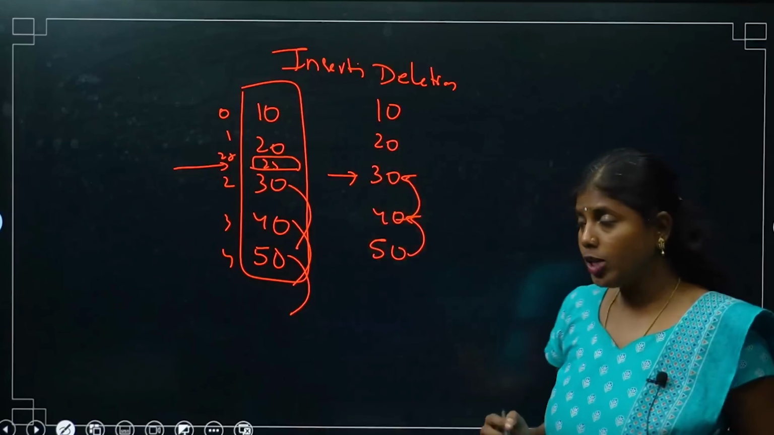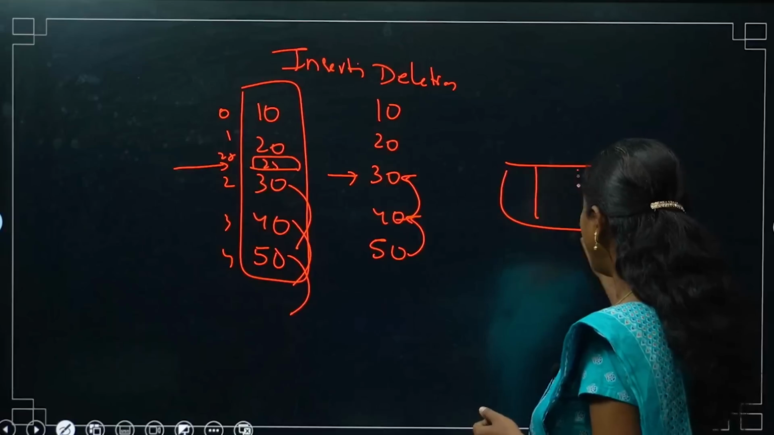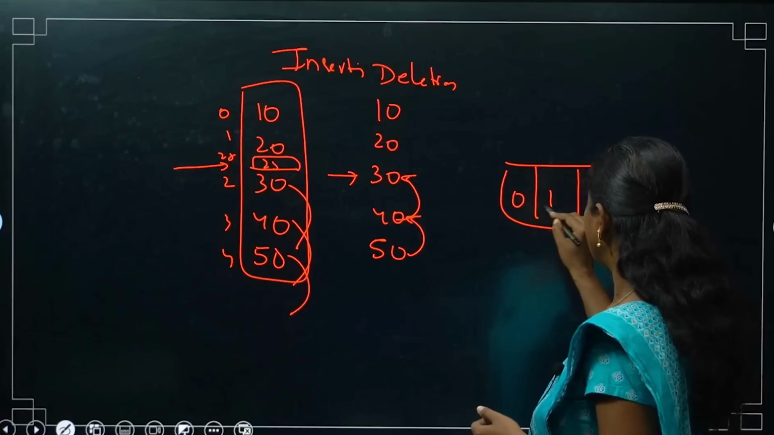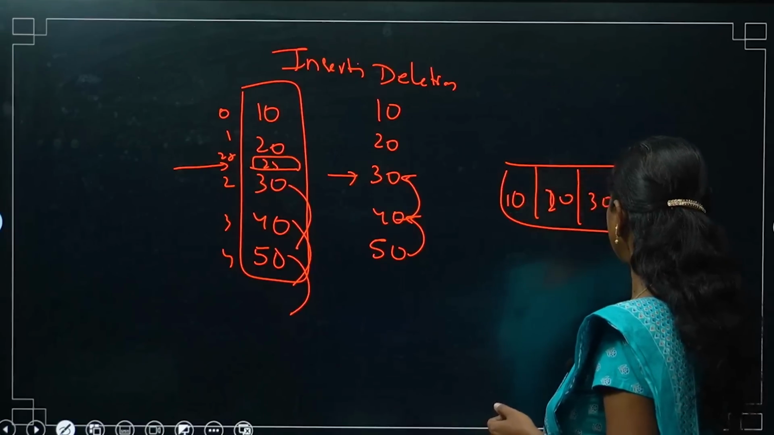Similarly, we can have a queue, and then they can ask you about the NQ operation and the DQ operation. I'll just tell you about the NQ operation. In case of NQ operation, what happens here? Okay, I'll make it 10, I'll make it 20, I'll make it 30 and 40.